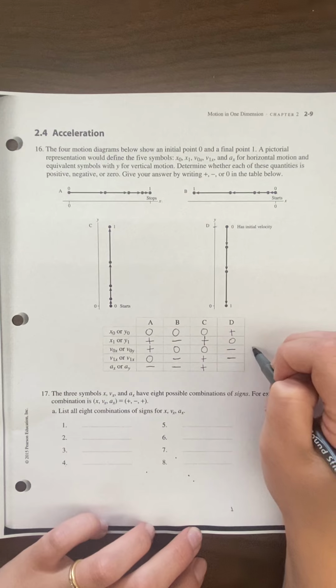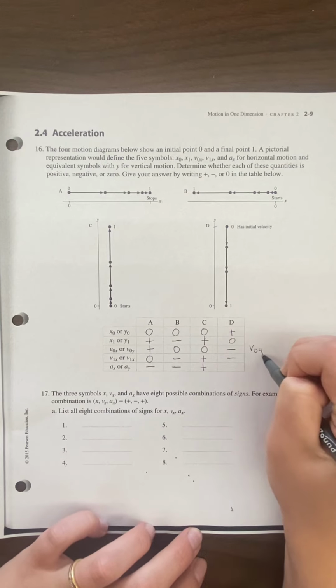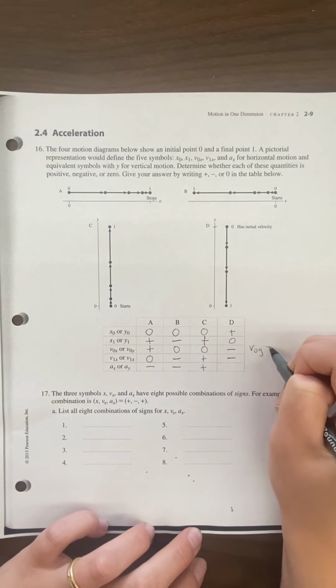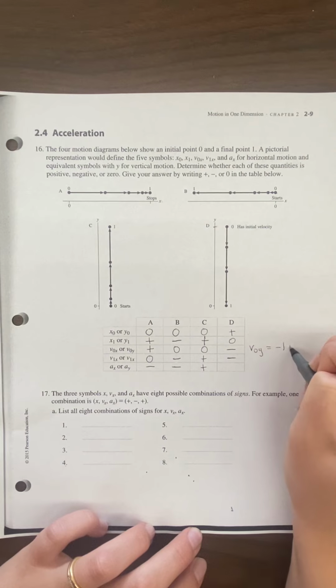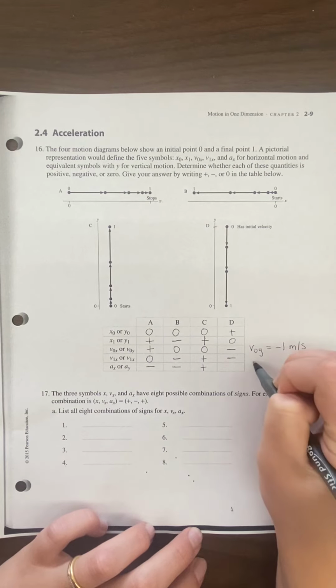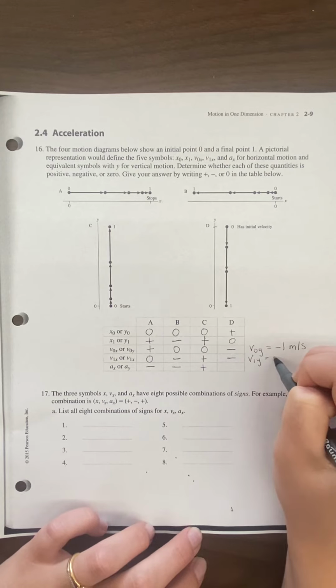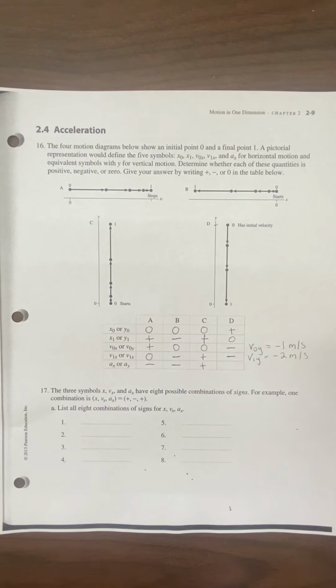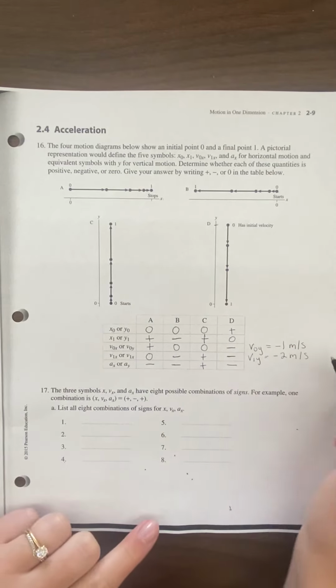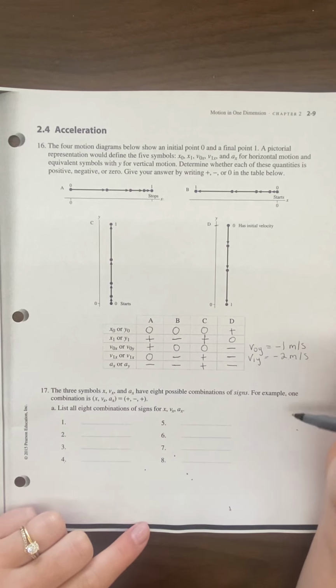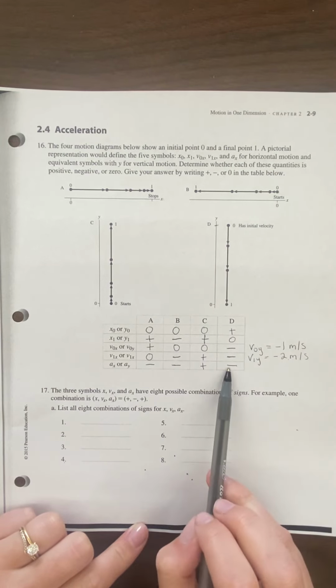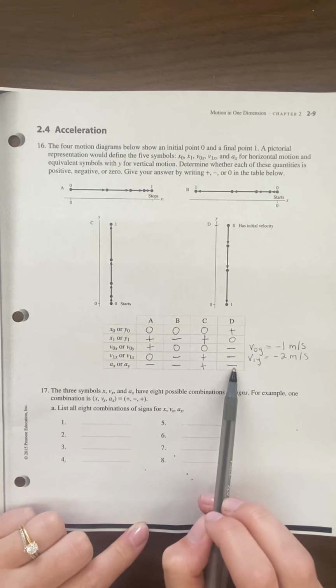So if the velocity here, I'm just making up numbers, let's say it was -1 meters per second, and at the end of its motion, v1y, it is -2 meters per second. The change in velocity would be a negative change because -2 is less than -1. So its acceleration is negative. It's speeding up in the negative direction.